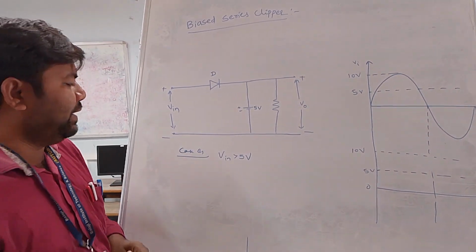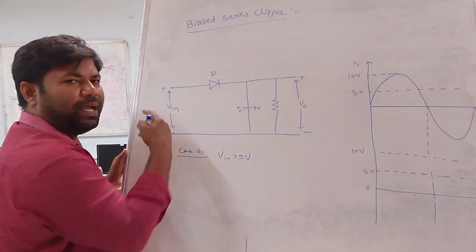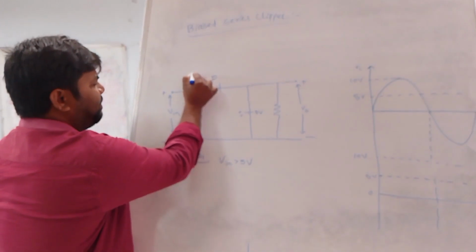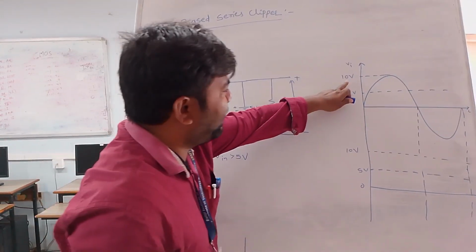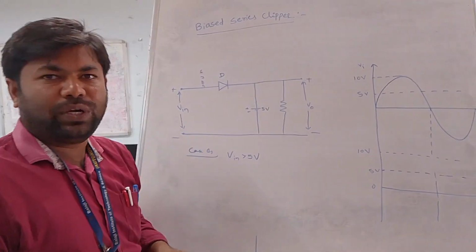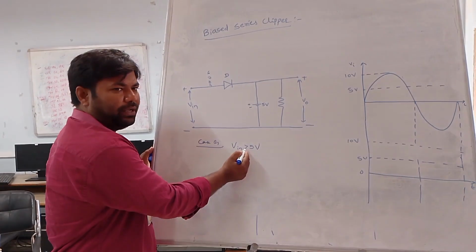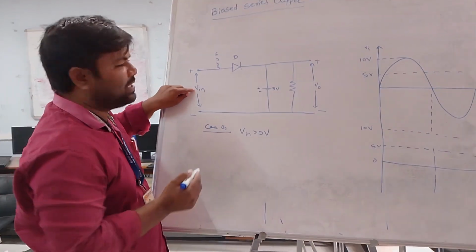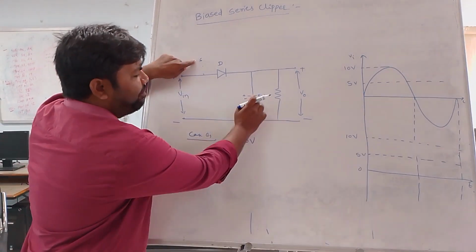So what will happen? Here we are applying an input voltage greater than 5 volts, like 6, 7, 8, 9 and so on. How much voltage here? Maximum voltage 10 volts, maximum voltage of the sine wave. Okay. So first I am applying an input voltage greater than 5 volts, in the sense here I am applying an input voltage of 6 volts. Example, we call it 6 volts, 6 volts greater than 5 volts.